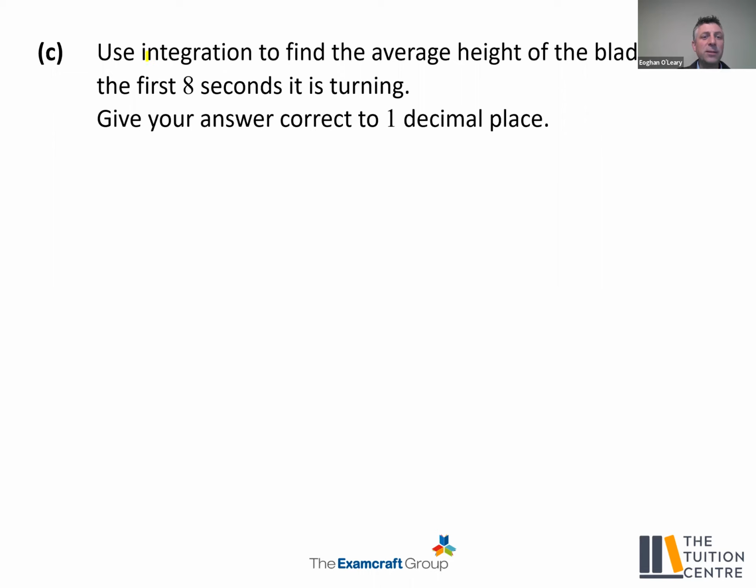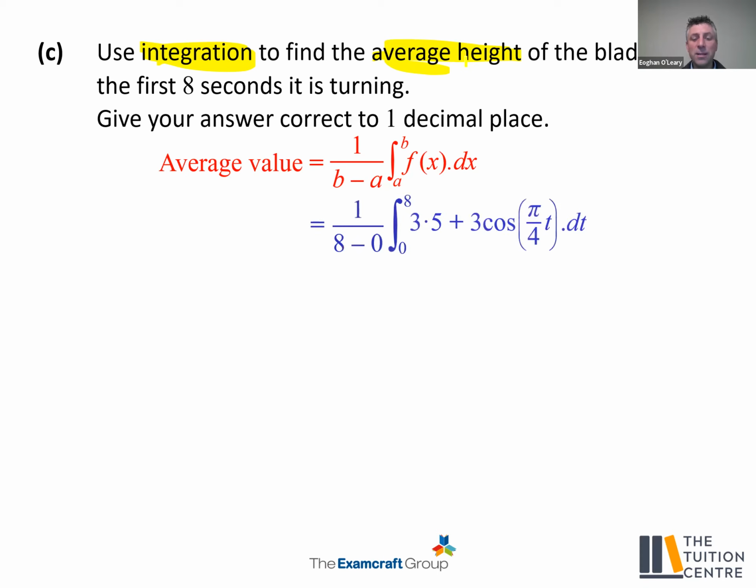So you're given the clue here that it's integration, but as soon as it says average height, you're planning on using your average value function. So the average value is 1 over b minus a times the integral from a to b of f of x dx. So in our case, our function f is going to be 3.5 plus 3 cos pi over 4 t. And of course, in the average value function, it says dx, but we're integrating with respect to t. So t is our variable.